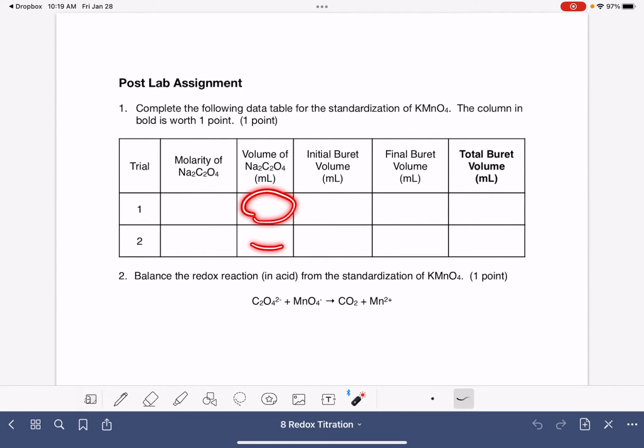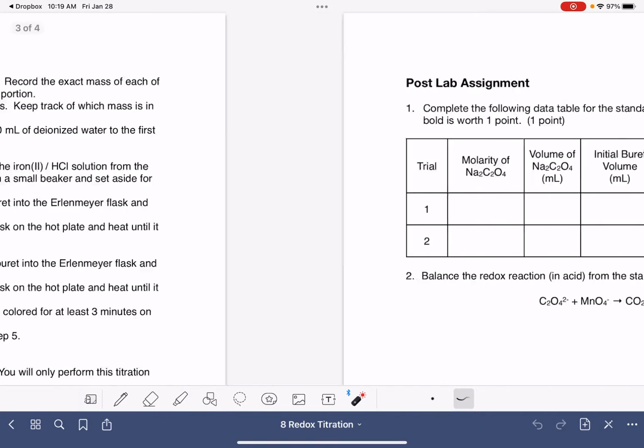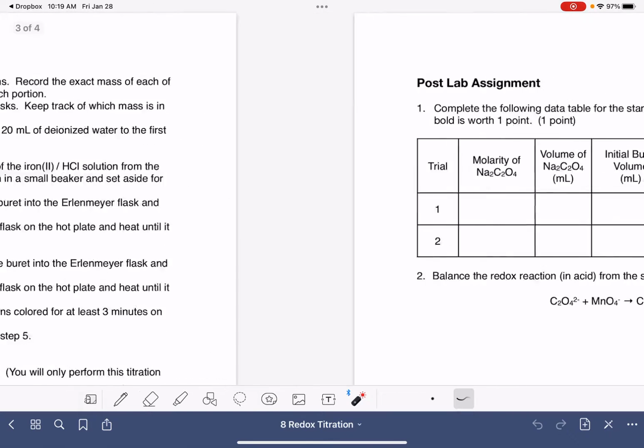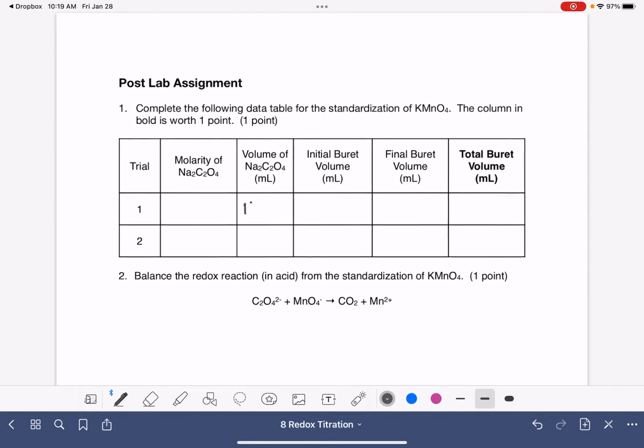The volume of the Na2C2O4 solution, I believe, is 10 milliliters. The instructions tell you right here, 10 milliliters. That's how much you're using for each one of these experiments. So this is going to be 10 milliliters for both of these. And then you will have your initial and your final burette volumes, and then you'll be able to calculate your total burette volume. That's just going to be the difference between the initial and the final burette volumes.